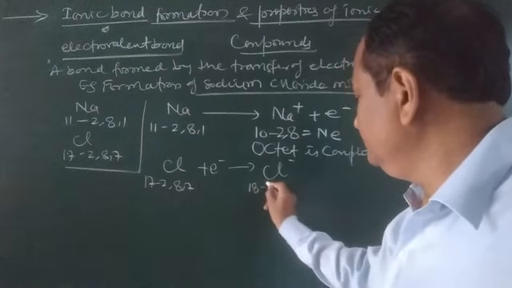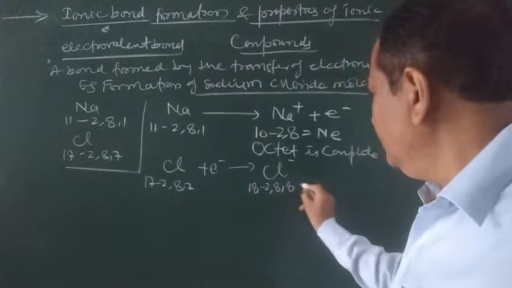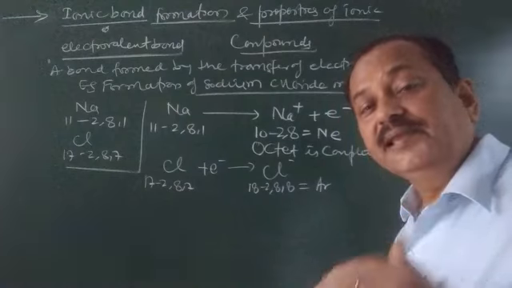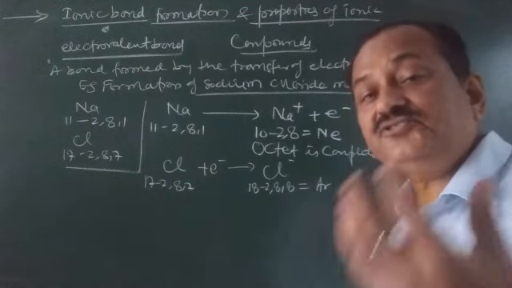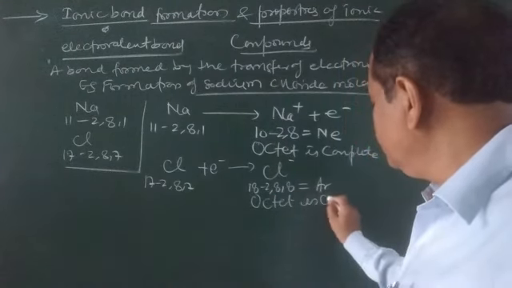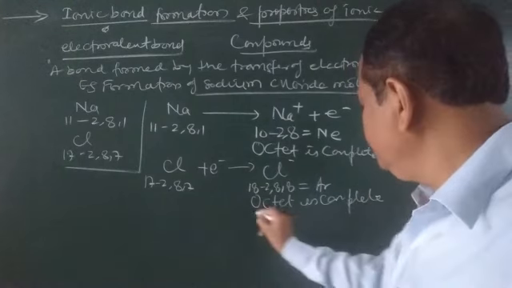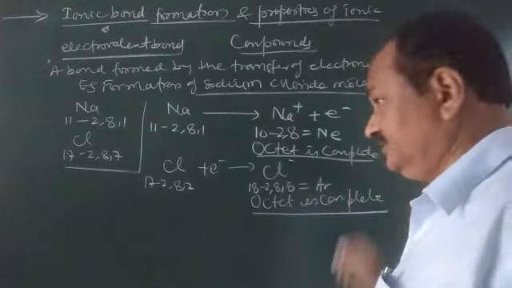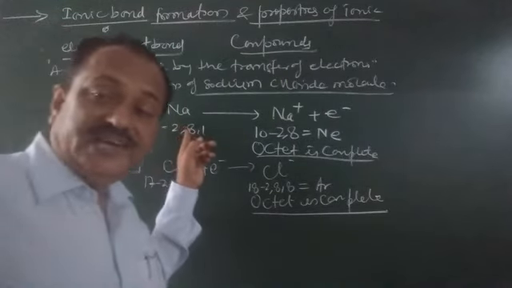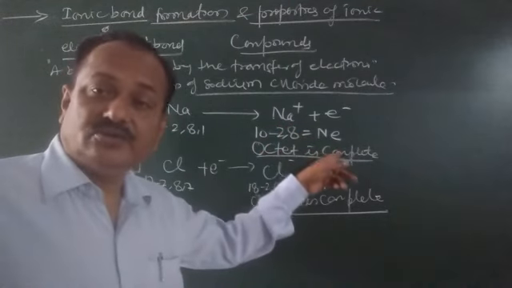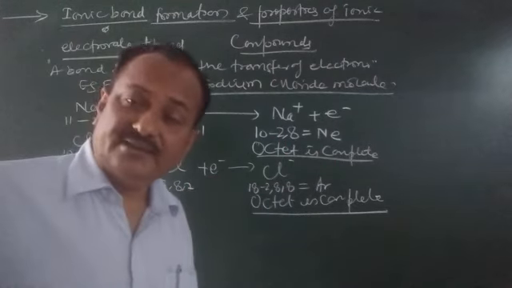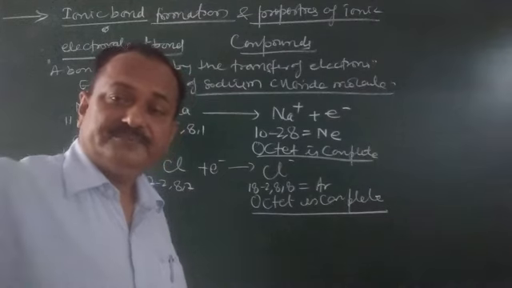Here it will be 18: 2, 8 and 8. And this will become equal to argon, a noble gas. All the concerned atoms acquire the nearest noble gas configuration. So here we say the octet is complete. Here the octet is complete, here the octet is complete. So by completing the octet, this sodium, which is highly reactive, has become stable by the loss of an electron. Similarly, this chlorine has gained an electron and it has formed the chloride ion. So again its octet is complete.